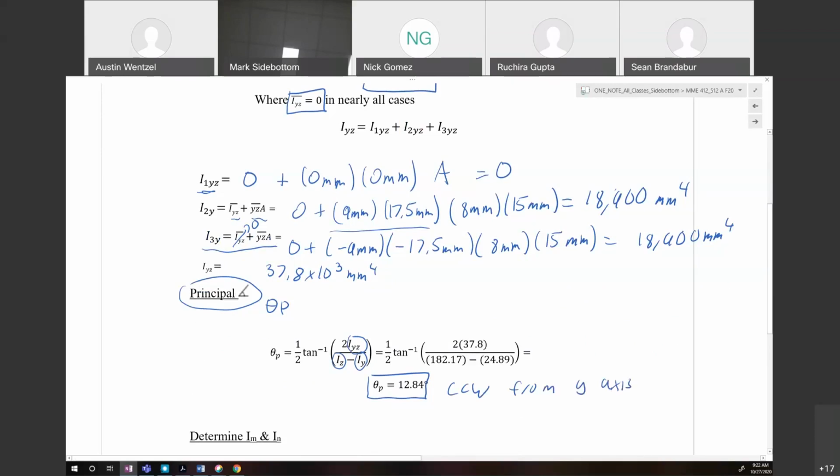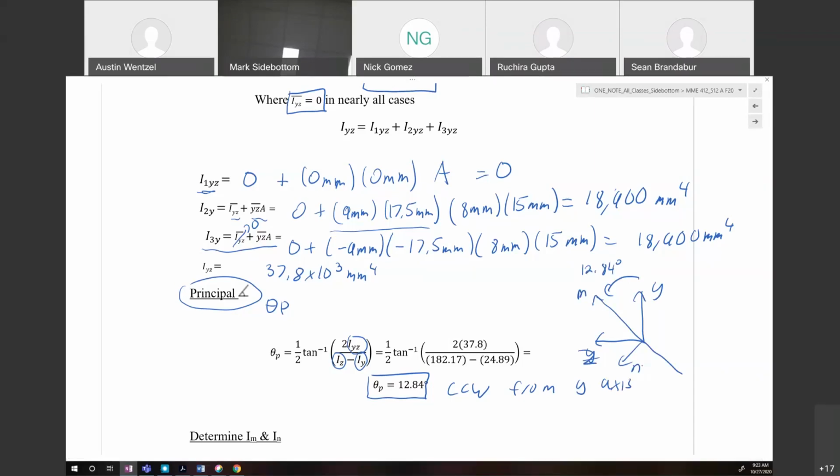All right. So what this means is that if we have our y and our z, our principal axis is going to be 12.84 degrees from our m-axis, and our n-axis is going to be 12.84 degrees from our y-axis.